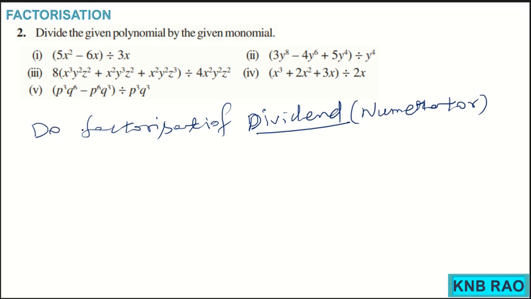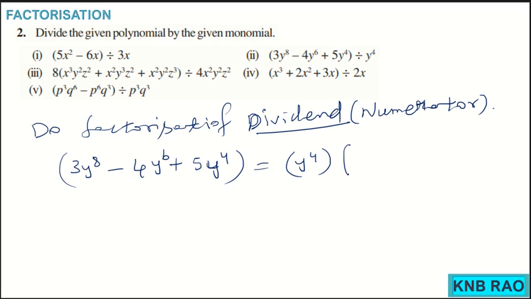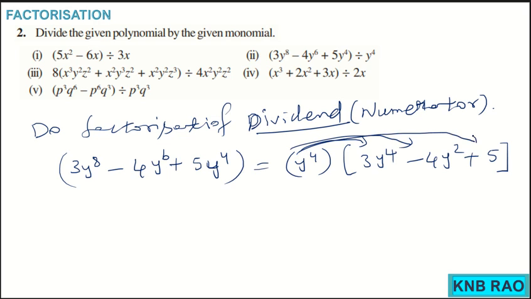So when we do factorization of the dividend, let us take the second question alone, 3y to the power 8 minus 4y power 6 plus 5y power 4. Here y power 4 is common. We will take that y power 4 out. So we are left with 3y power 4 minus 4y square plus 5 left over. You can cross check by multiplying. You will get the original given algebraic expression.